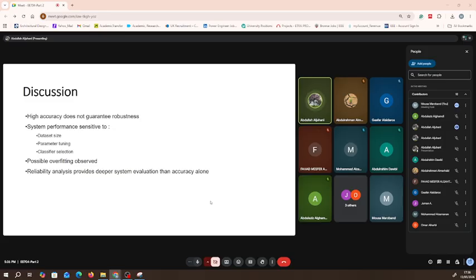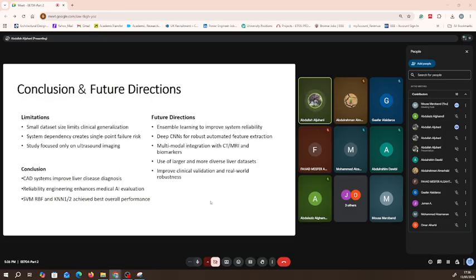Lastly, the conclusion and future direction. We should address some limitations here. We have a small, limited data set. Since we are dealing with only 120 images, it is considered very low. The reason behind that is we couldn't find any publicly open images above this number.